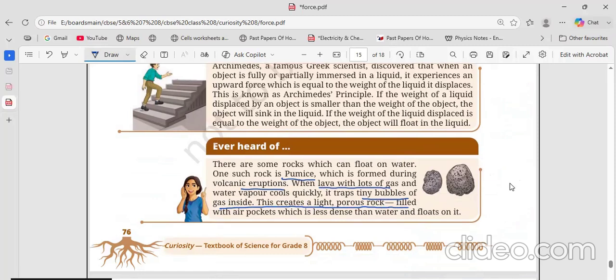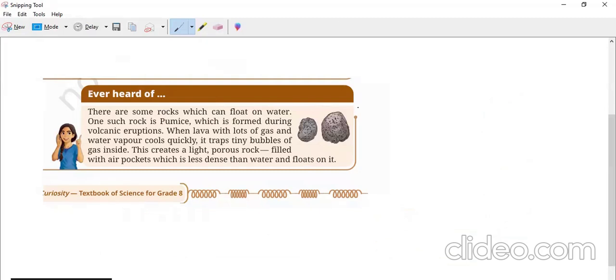What does this mean? That means its density is low. Density is low because the rock is not fully solid, it's got air pockets inside. It's got air. So the density is low, so the volume is high.